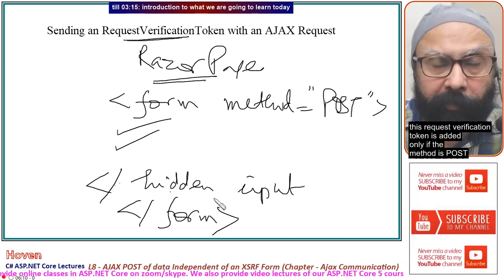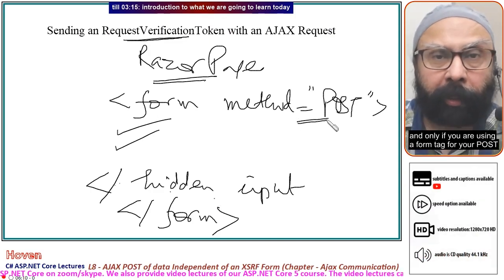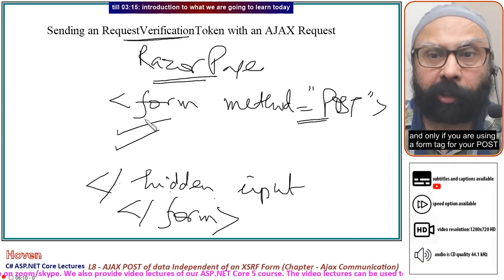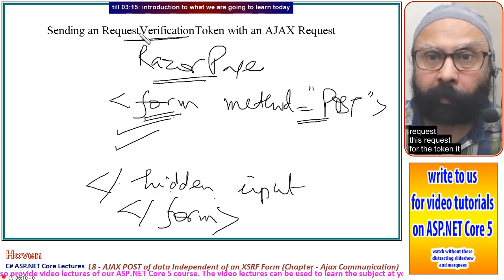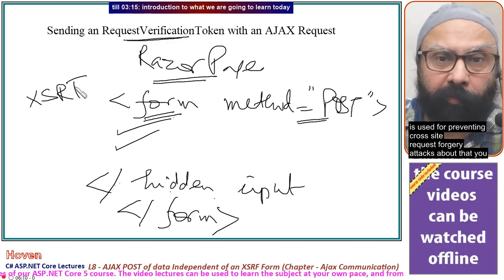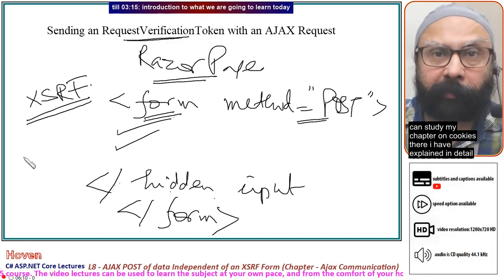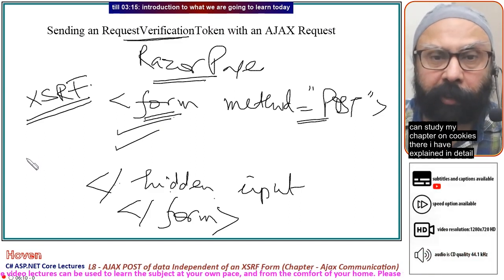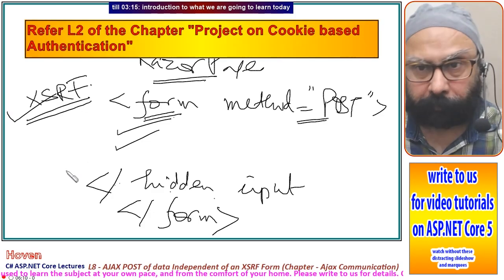This request verification token is added only if the method is post and only if you are using a form tag for your post request. This request forgery token is used for preventing cross-site request forgery attacks. About that you can study my chapter on cookies. There I have explained in detail what is a cross-site request forgery attack.